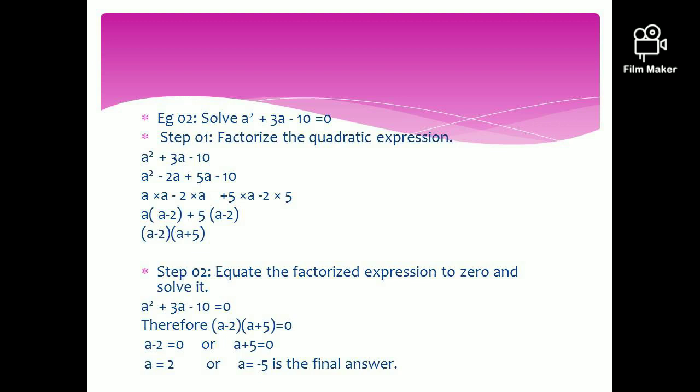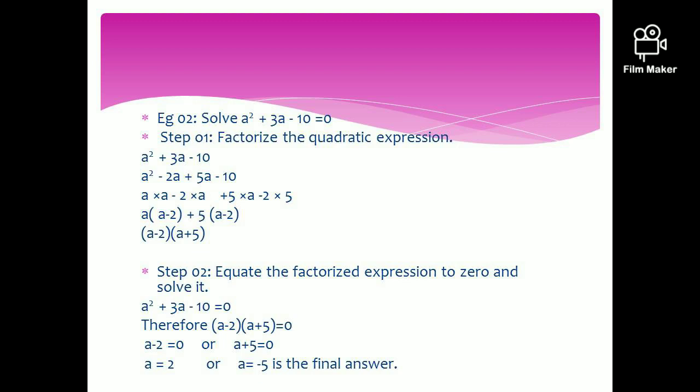So let's take the factors of minus 10. You can write 1 into minus 10, but if you add 1 and minus 10, what is the answer? That is minus 9, not 3. Therefore you cannot work with that. Another pair of factors, 5 and 2. You can write minus 10 as 5 into minus 2. If you add 5 plus minus 2, the answer is 3. Therefore, you can write 3a as minus 2a plus 5a.